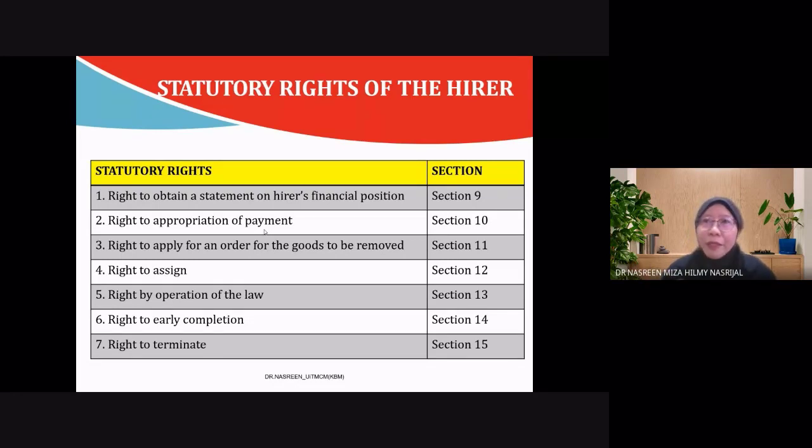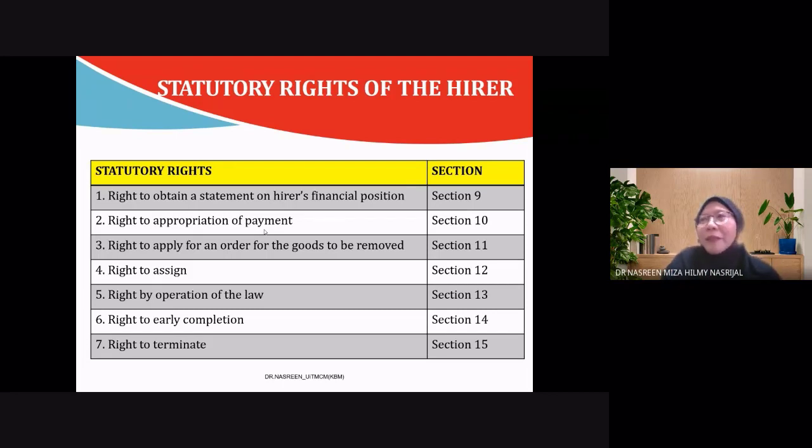So, let's say if adik tu tak bayar, alright, the hirer ask the adik to pay, adik tak bayar. Okay, 3 bulan adik tak bayar. Alright, tapi kereta dia ambil. Okay, so bank akan kejar siapa? Bank tak akan kejar adik tu. Bank akan kejar the hirer. So don't ever do that. Jangan buat kerja-kerja yang tak betul ni.